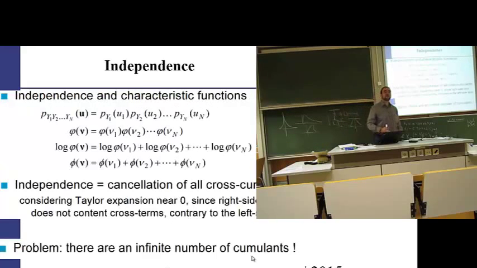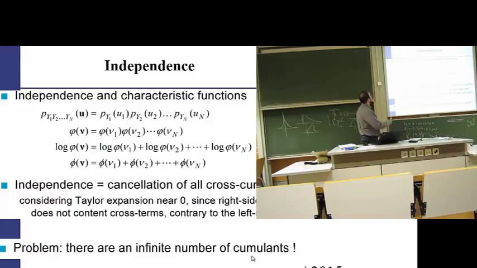These are discriminant features that you can use from the PDFs for many sorts of algorithms. So, when we say independence, using this theory of the cumulants and the log of the characteristic function, by independence we mean all the cross cumulants should be canceled. Should be zero. But there are infinitely many cumulants. So what should we do?